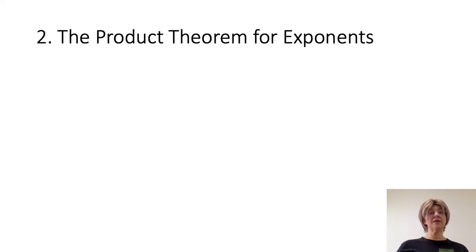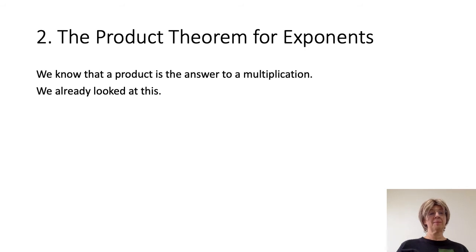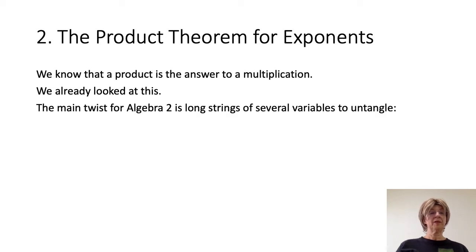On to the product theorem for exponents. We know that a product is the answer to a multiplication, and we already looked at this briefly. The main twist for Algebra 2 is long strings of several variables to untangle. Like that: y times y to the minus 3 times x to the 4 times y to the 5 times x to the minus 10, which we already untangled. And we got y cubed x to the minus 6th.